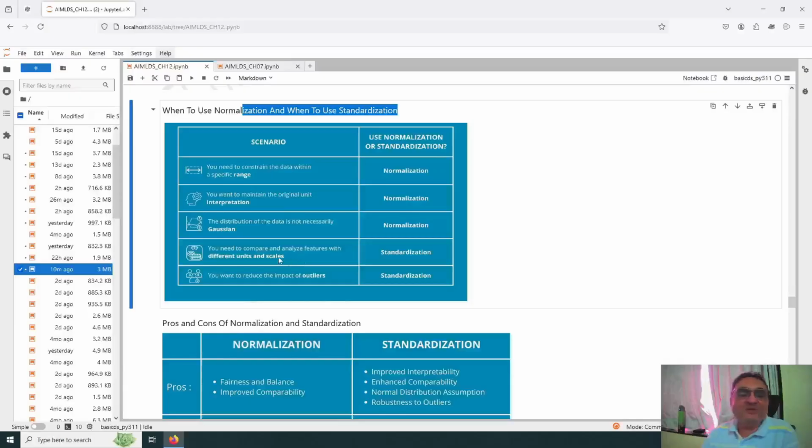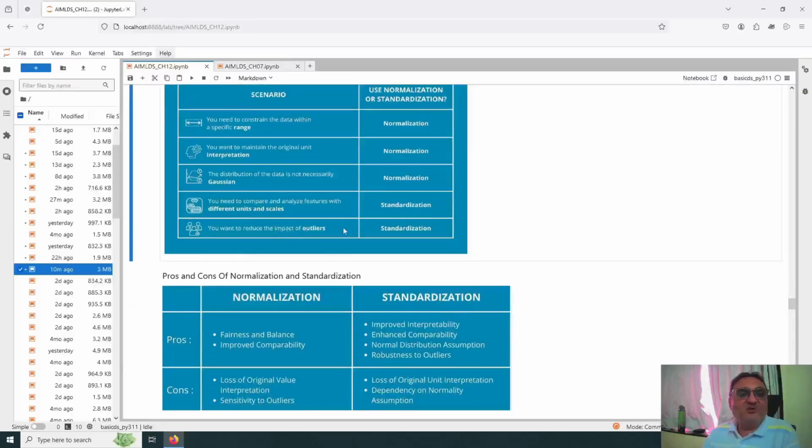Now, suppose you want to compare, maybe in that example of heart attack prediction which I gave, the fasting blood glucose level, whose scale is 80 to 400, while BMI's scale is around 25 to a maximum of 40 or 45. So in that case, they are totally different units and different scales. Then it is better to use standardization. You want to reduce the impact of outliers.